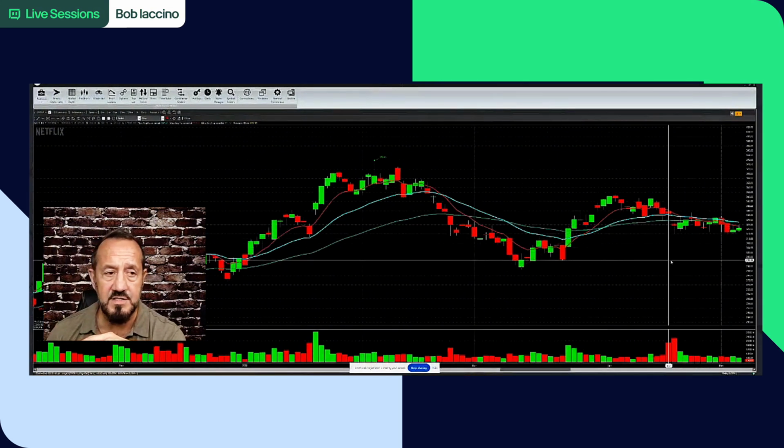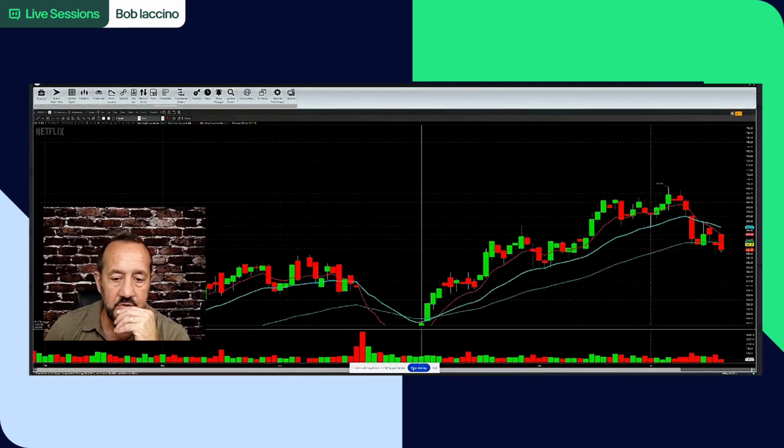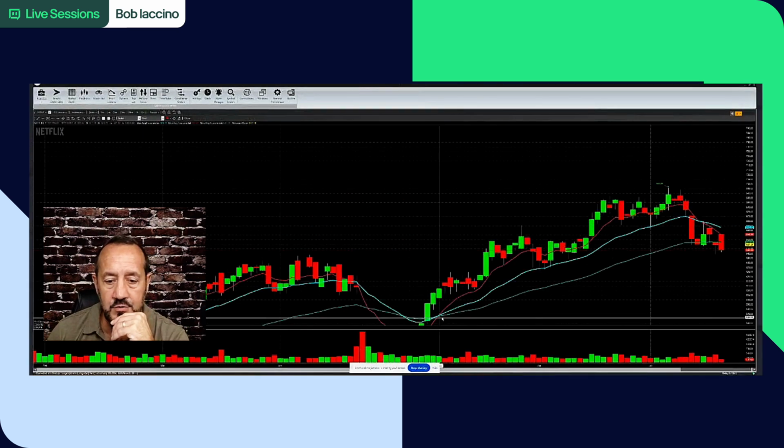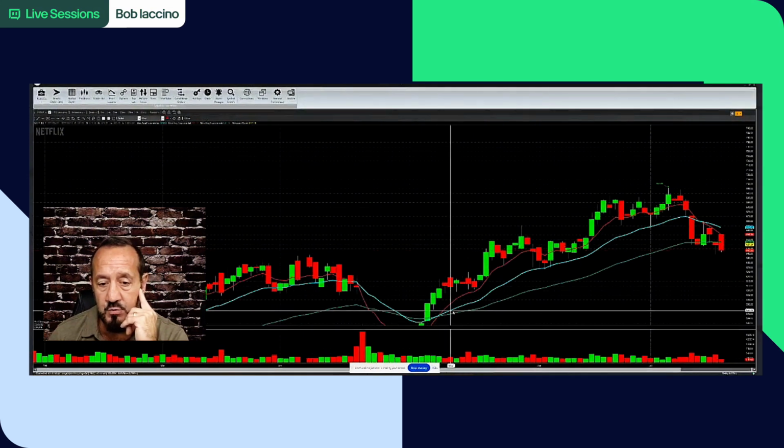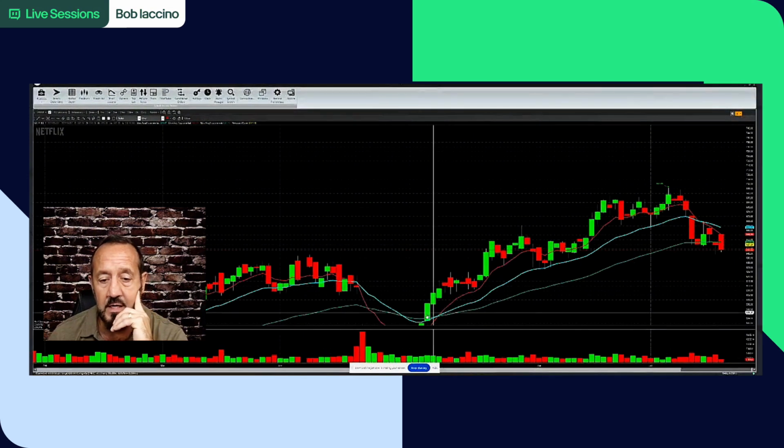The first cross is the best, but you can do multiples. So down here, I had a first cross rotation zone, and I had a really ideal scenario because not only are the 8 exponential and the 21 exponential crossing, but the 50 crossed through them as well.